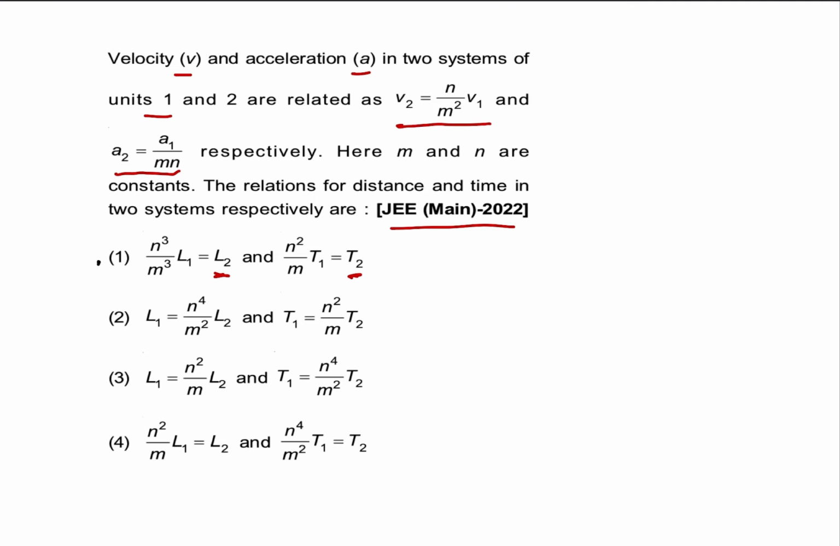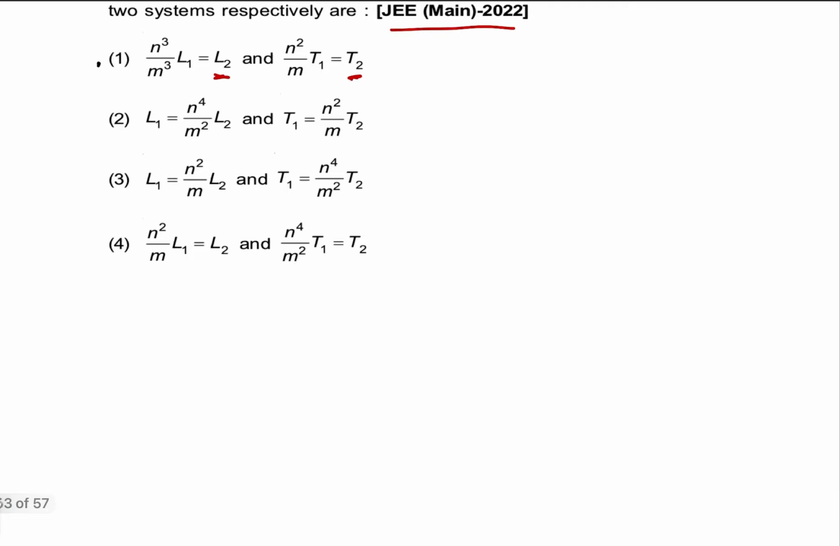Basic relation only. By looking at the question you may think something complicated is there, so no need to worry about that. Distance is always velocity into time, and similarly velocity is equal to acceleration into time. Those relations we can use here. I am writing the relations.